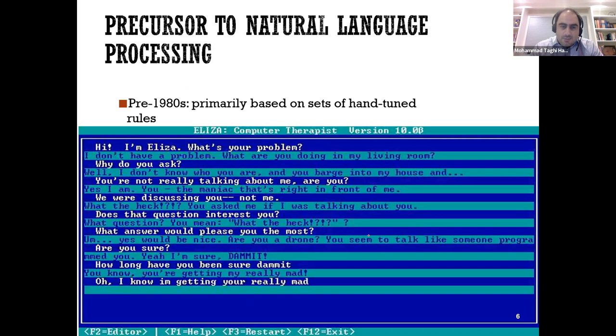Especially pre-1980, lots of this type of work was based on sets of hand-tuned rules. In some sense, you decide that if somebody asks this question, I should answer it this way. You have some kind of if-and-only-if rules: if this is the type of question, I will answer it like that. A very naive way. This is an example of that: Eliza, the computer therapist. You can see this is actually a DOS environment.